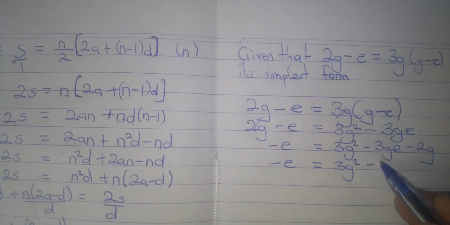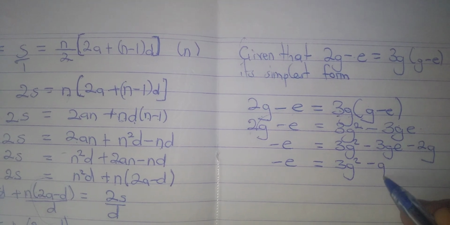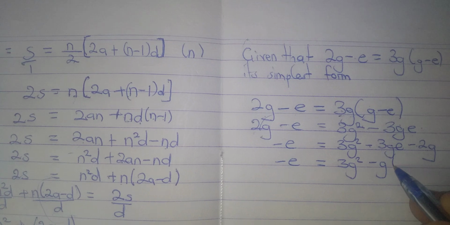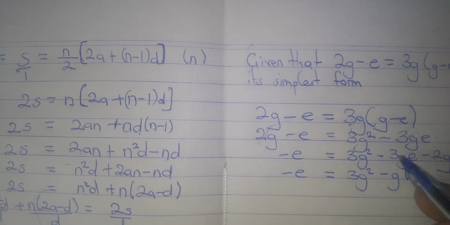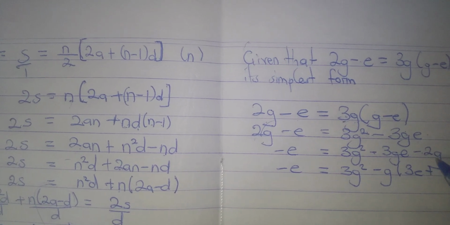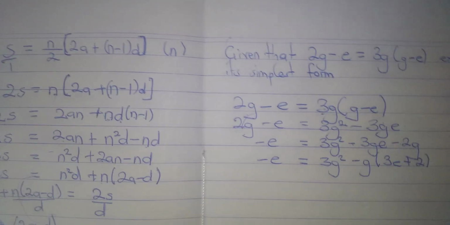I factorize out the g. When I factorize out the g, I'll factorize out the negative and the g. We remain with 3e, yes, plus our 2. So we can ideally get that.